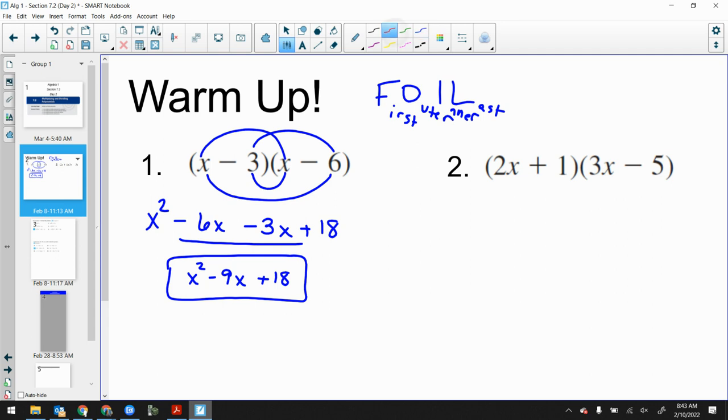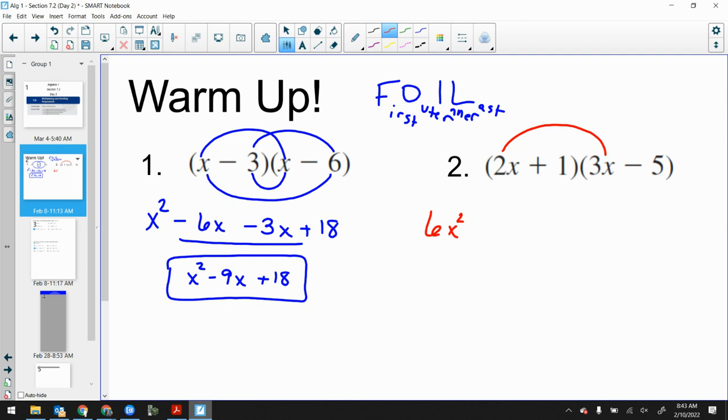All right, let's take a look at the second one. First, outer, inner, last. 2x times 3x. And again, I would encourage you to draw in all of these arches, if that helps you. If you don't need them, you don't need them. Okay, you're getting them right. Perfect. Good. You do you. 2x times 3x. And again, I've had a lot of people write this. 6x to the second, right? 6x squared.